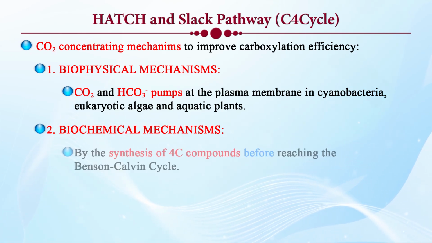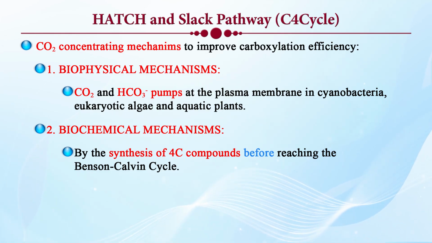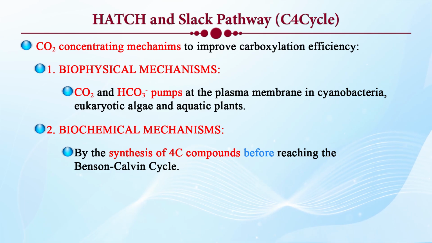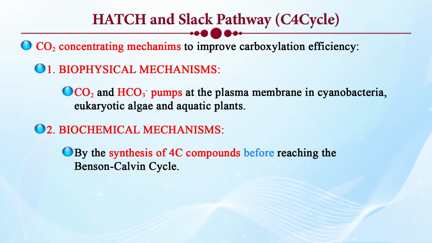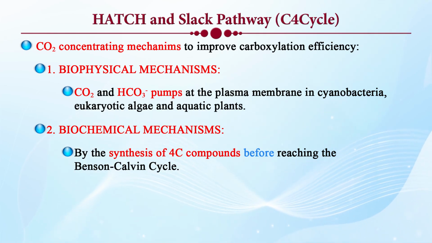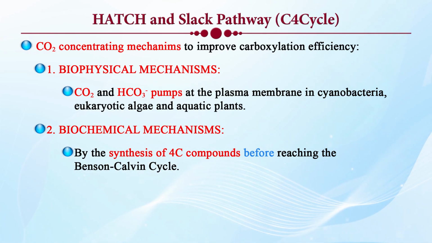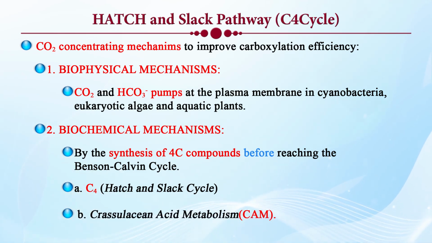That means, why not synthesize a 4C compound first before it reaches the Benson-Calvin cycle, and through this intermediate product concentrate the carbon dioxide near the Calvin cycle so as to run efficiently and avoid somehow the participation of oxygenase activity. Now, these two are the subjects of today's discussion, and that is the Hatch-and-Slack cycle or C4, and the crassulacean acid metabolism, which we nickname as CAM plants.